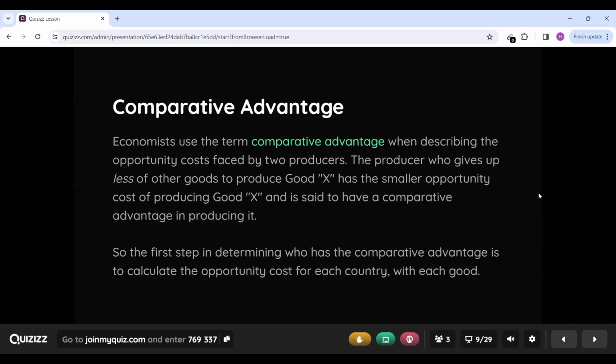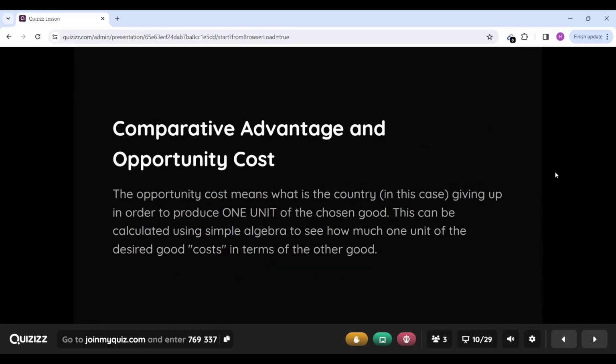Economists use the term comparative advantage when describing the opportunity cost faced by two producers. The producer who gives up less of the other goods to produce good X has the smaller opportunity cost of producing good X and is said to have a comparative advantage in producing it. The first step in determining who has a comparative advantage is to calculate the opportunity cost for each country with each good. The opportunity cost means what the country is giving up in order to produce one unit of the chosen good. This can be calculated using simple algebra to see how much one unit of the desired good costs in terms of another good.